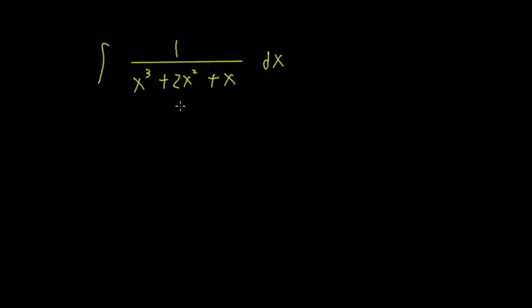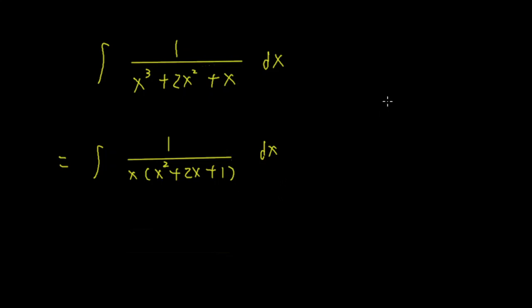Right away, I can see that x is a common factor. So I can rewrite this as the integral of 1 over x times (x squared plus 2x plus 1) dx. Now you have a quadratic factor here. Can you factor this out further?